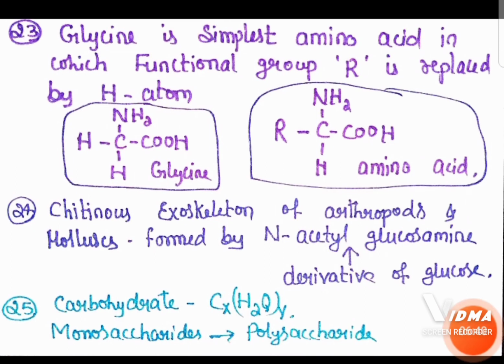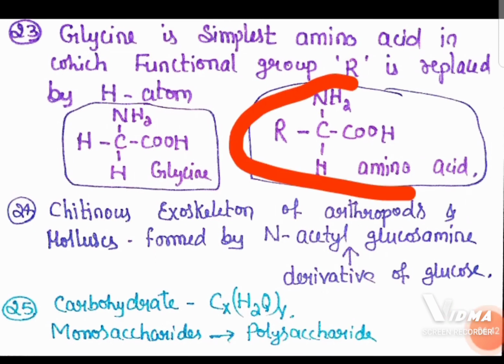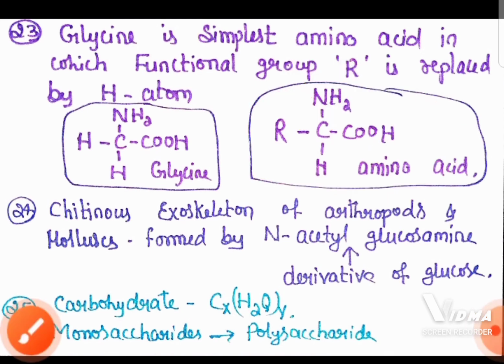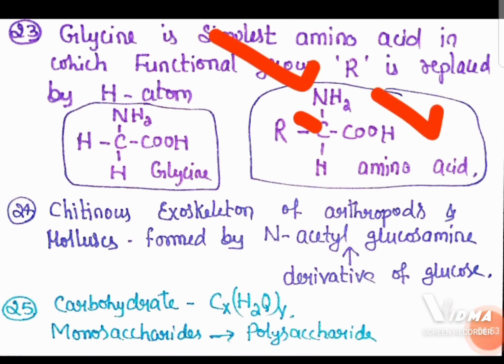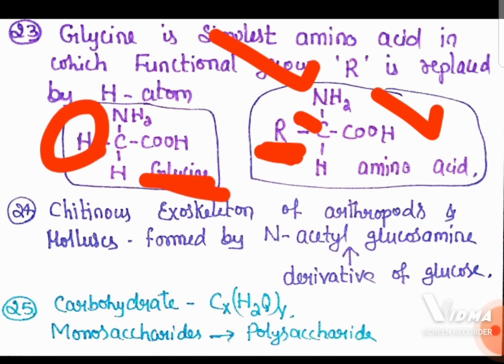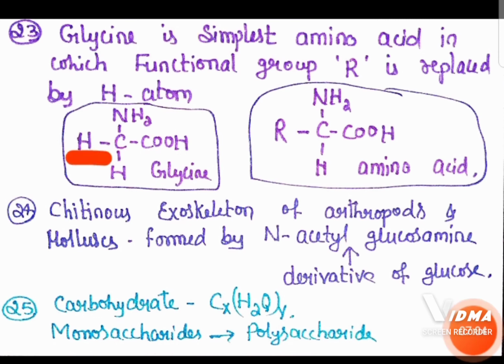And remember, this is the normal, general structure of an amino acid, where the alpha carbon atom has an amino group and a carboxylic group. The alpha carbon atom has a basic amino group and an acidic carboxylic group. And you can find one R group. If this R group is hydrogen, then that simplest amino acid is considered glycine. If the R group is a simple hydrogen, then that amino acid is glycine.